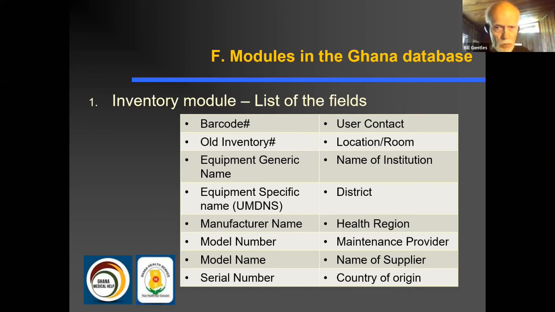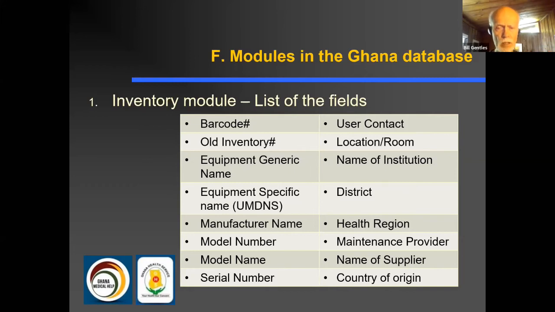Then we have equipment generic name and equipment specific name. Now, in the Excel spreadsheets, we'll be importing data into the generic name field, but then putting in a lookup table for UMDNS specific terms that we would ask you to enter into this second, more specific field. That's after we've got everybody a copy of this database. Now, then, of course, the common things you have in the inventory: manufacturer, model number, model name, serial number, user contact, location, name of institution, district, health region.